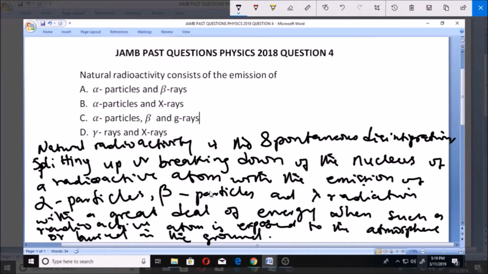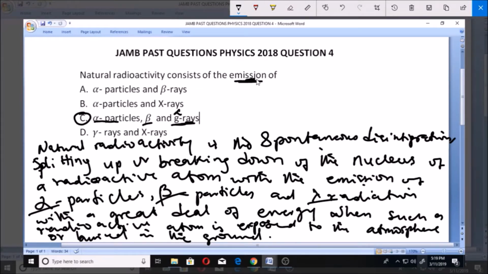So that is what natural radioactivity is. The spontaneous disintegration, that's the breakdown of radioactive atoms like rhodium and like uranium and all the rest of them, with the emission of alpha, beta and gamma rays. So if you look at this, you see that number C has alpha, beta, and G, but this is actually gamma rays. So that makes C the option that has the complete specification of all the particles that are emitted, alpha, beta and gamma rays. Those are the things that are given out or emitted.